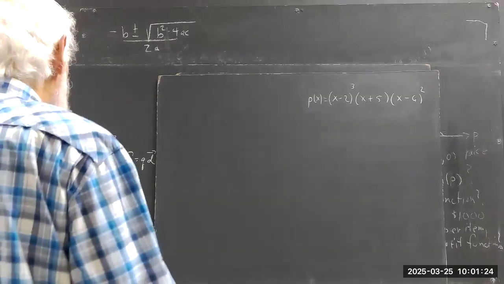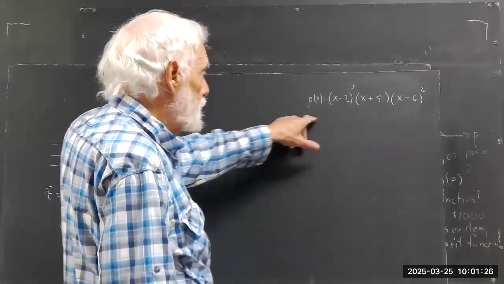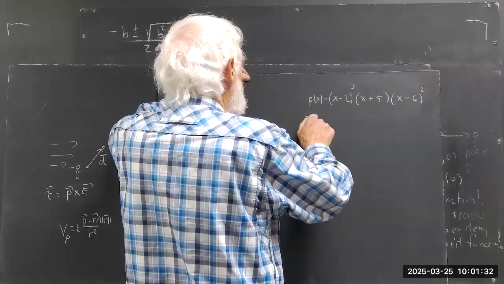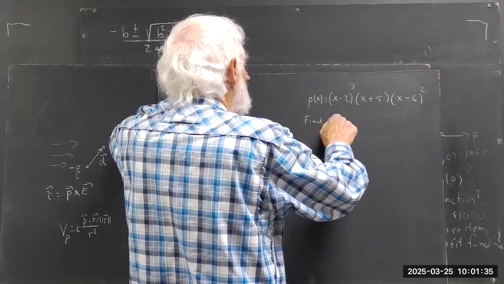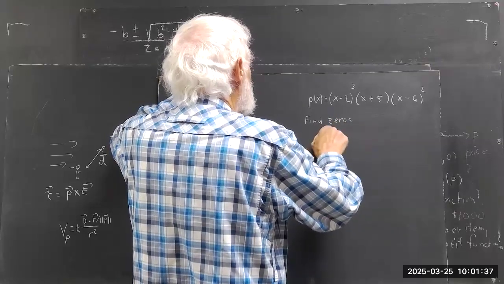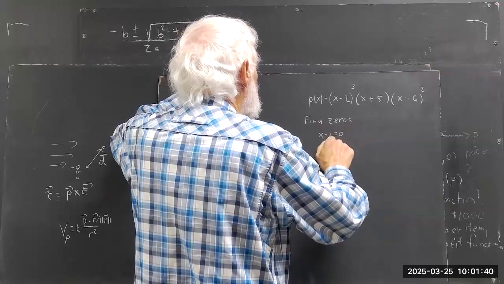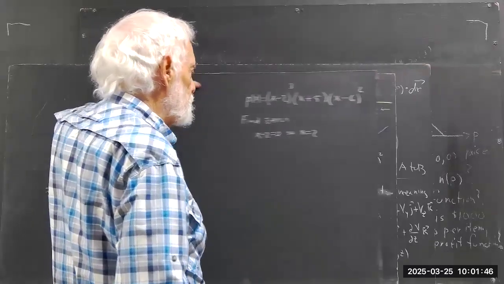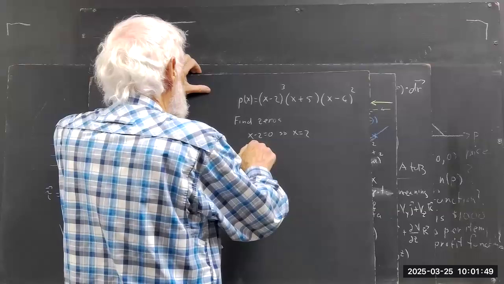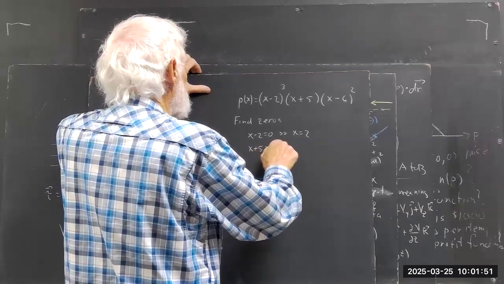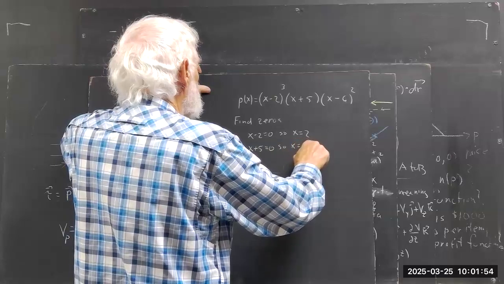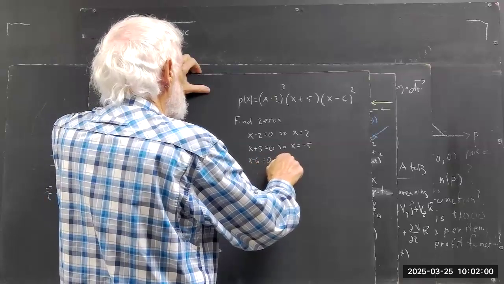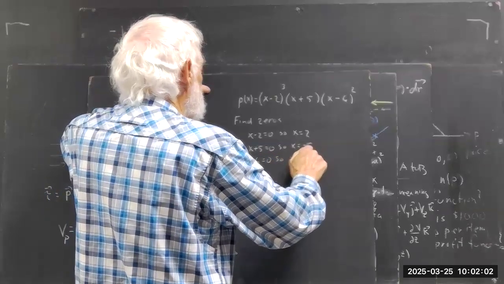Okay, now we're working on this graph of this function. So we immediately find the zeros. Well, x minus 2 equals 0, so x equals 2. x plus 5 equals 0, so x equals -5. x minus 6 equals 0, so x equals 6.